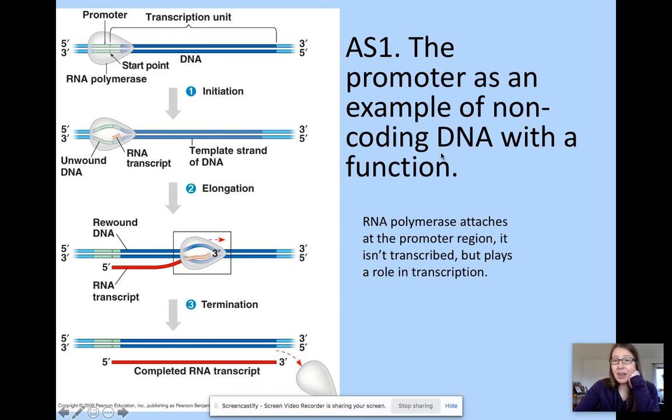And that is another example of non-coding DNA that actually has a function. So we don't actually make a protein out of here. You see transcription doesn't start until it gets to the gene, but it's imperative for that RNA polymerase to attach. So the nucleotide sequence doesn't translate into an amino acid sequence ever. However, it's imperative for transcription to happen. So it has a function, even though it doesn't code for amino acids eventually.